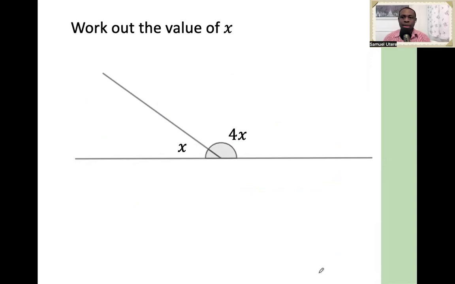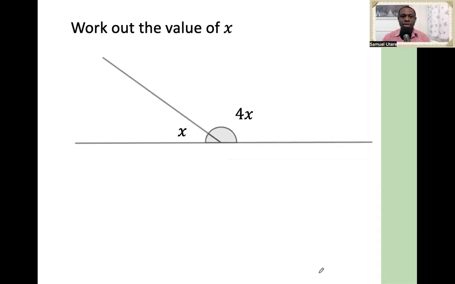Let's look at another example. So this is the third part of our lesson. If we are asked to work out the value of x, what do we do? Well, first thing we notice is x and 4x are adjacent angles on a straight line. So they're going to add up to be 180 degrees. But we know that x add 4x is 5x.